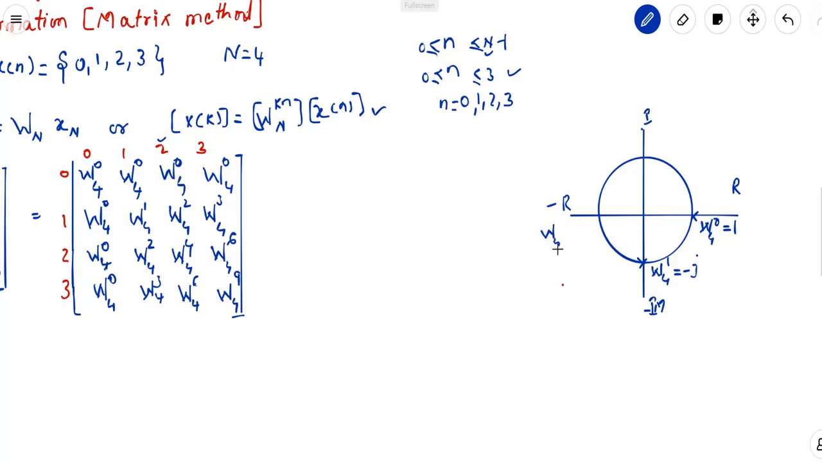Omega 4 of 2 is minus 1. See, real is 1 plus 1, so this will be minus 1. Okay, so omega 4 of 3 is j. As it is j, this becomes minus j. So this is plus j. If this is a plus j, this is a plus j, so this is minus j. If this is plus 1, so this is minus 1.